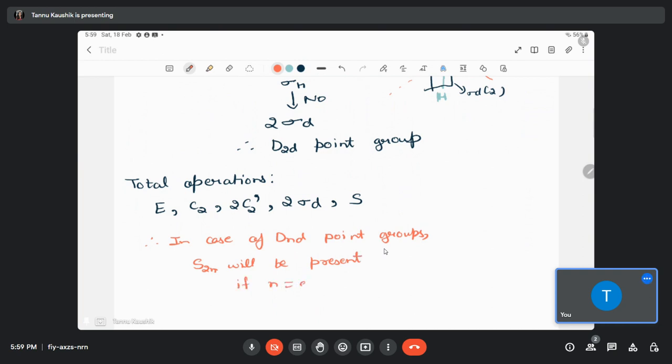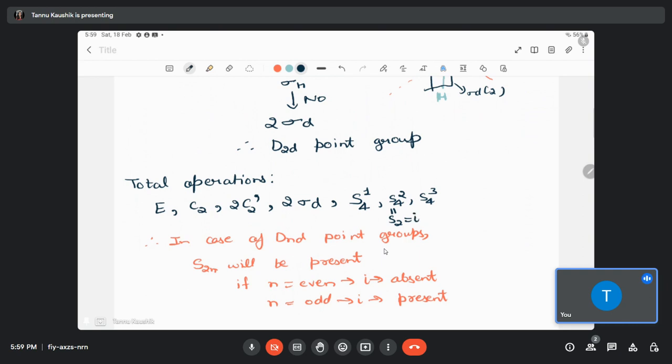And if N is even, then i will be absent. And if N is odd, then the inversion center will be present. So if we see here, S2N will be S4 in this case because N is 2. So S41, S42 and S43. So this S42 is equivalent to S2, which is again equivalent to the inversion center.